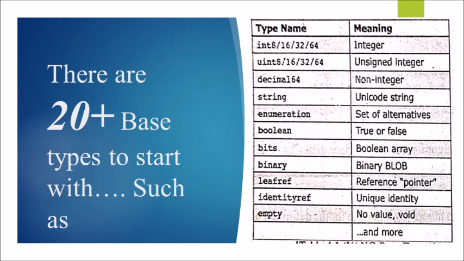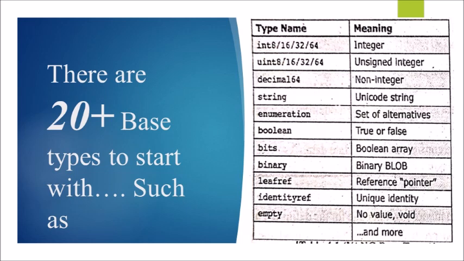Then enumeration, that is a set of alternative values. Then we have the boolean data type, that is true or false. Then we have bytes, that is a byte array. Then we have binary, binary means BLOB. BLOB stands for binary large object. Then leaf reference, leafref. It consists of a reference, like a pointer. Then identityref, identity reference, it will be a unique identity. And we have empty, that means it's a void type, it doesn't have any value. Likewise, we have more than 20 base types, which are actually used to configure IoT systems using YANG.